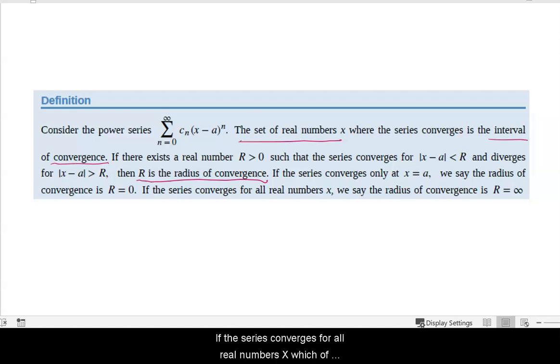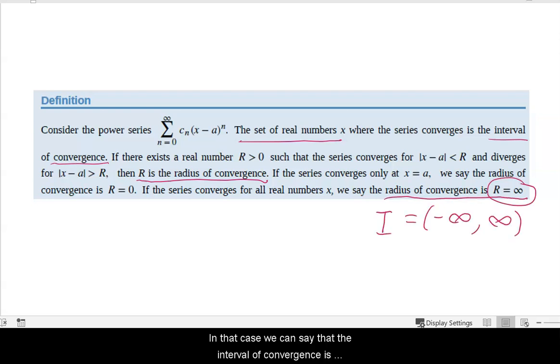If the series converges for all real numbers x, which of course is our absolute ideal situation, then we will say that the radius of convergence r is equal to infinity. In that case, we can say that the interval of convergence is from negative infinity to positive infinity.